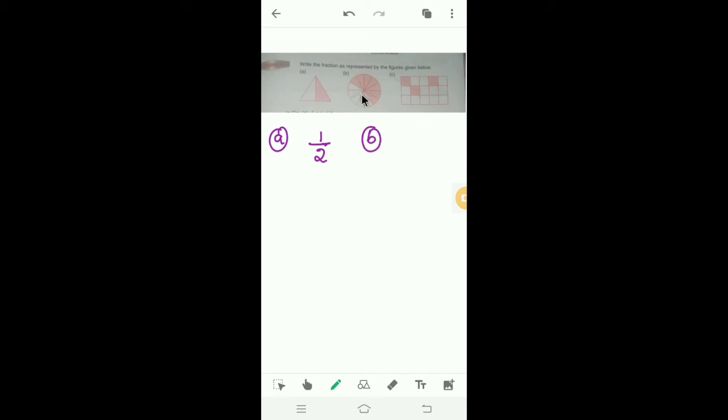Next, B. Here we can observe how many parts are there in total? 1, 2, 3, 4, 5, 6, 7, 8, 9, 10, 11, 12. 12 parts. How many parts are shaded? 7 parts. That means 7 out of 12 parts are under consideration. So the fraction is 7 by 12.